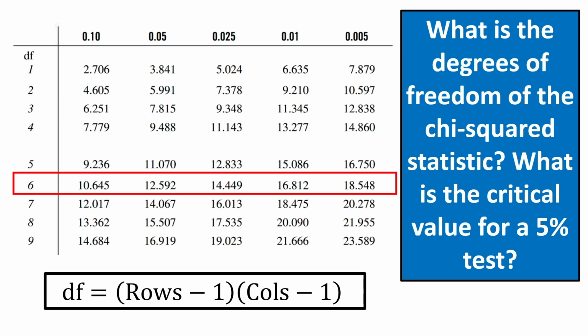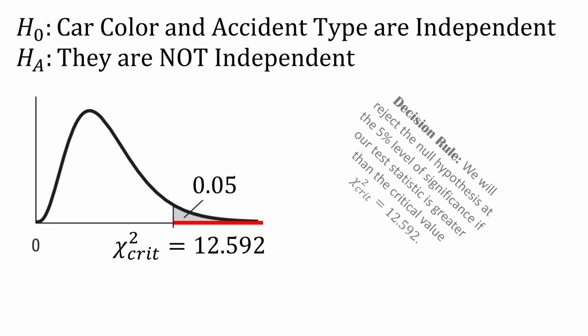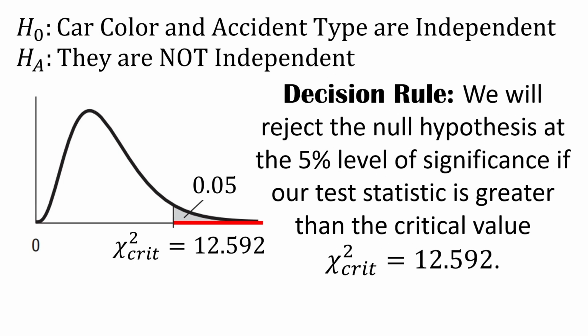And for a 5% test, we can see at the top of the table 0.05. That gives us a critical value of 12.592. So we can make a quick sketch, and we can say that our decision rule is that we will reject the null hypothesis at the 5% level of significance if our test statistic is greater than the critical value 12.592.